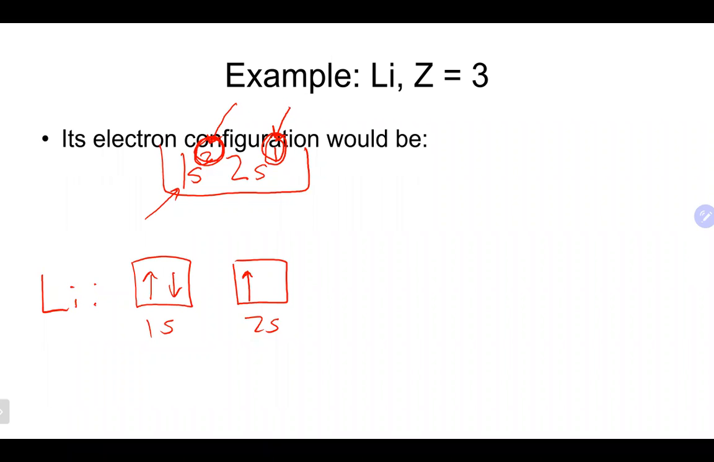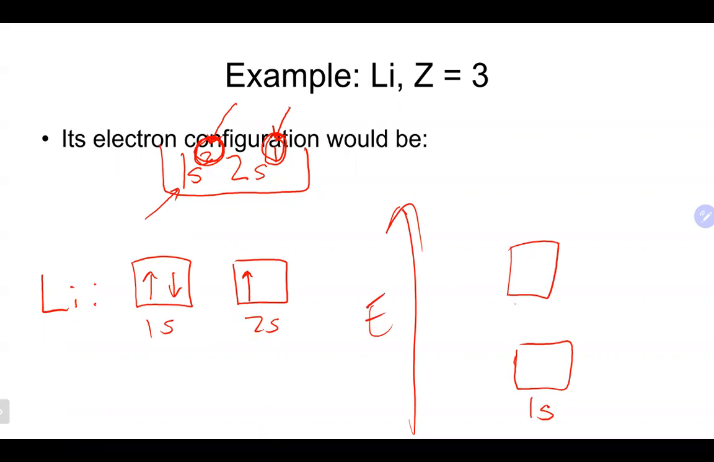Technically, based correctly on energy, the 1s is actually lower in energy, so the 1s box should be lower than the 2s box. I'm going to run out of room if I draw it that way, so I'm just going to go to the right, which is fine. But in reality, if you were to draw correctly based on energy, they should follow the order of energy. Other questions on that?